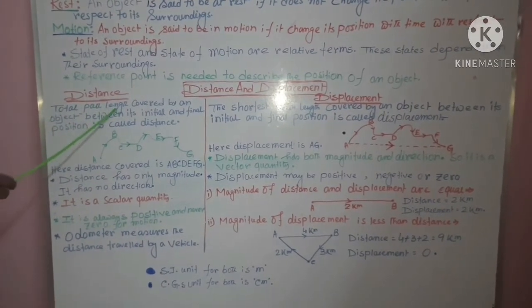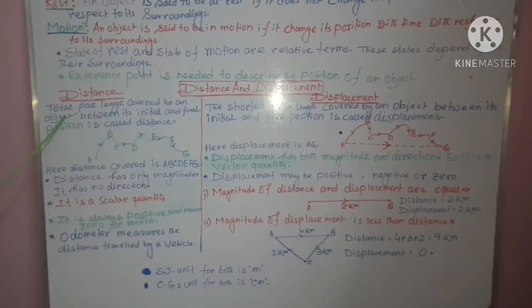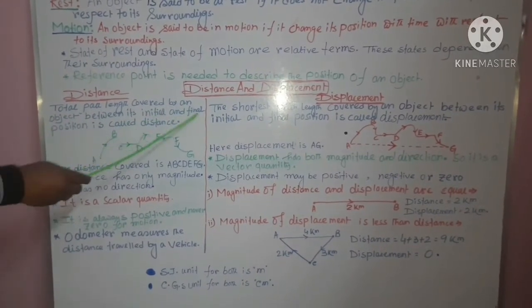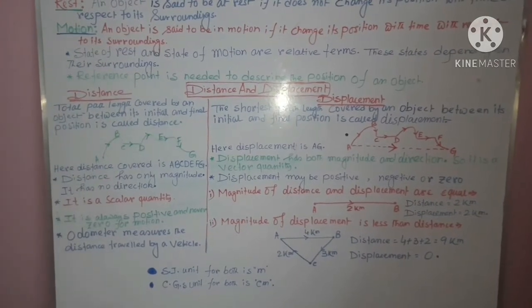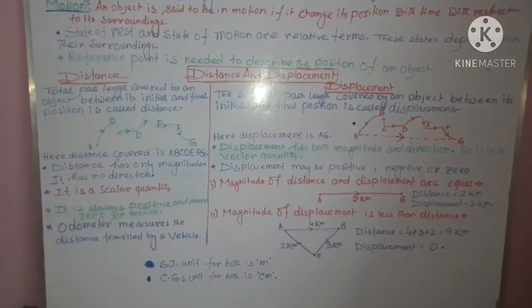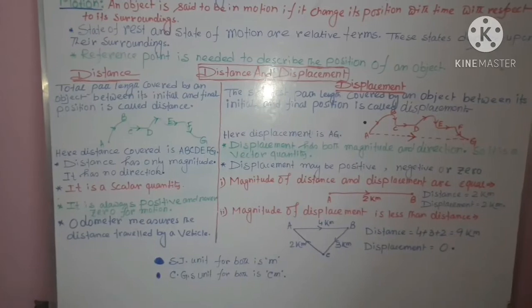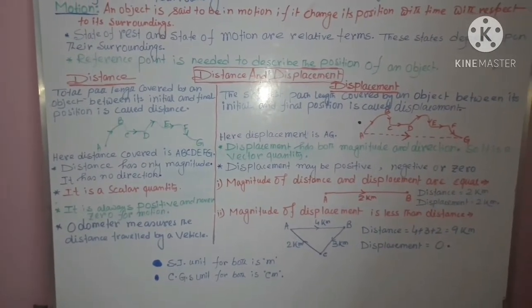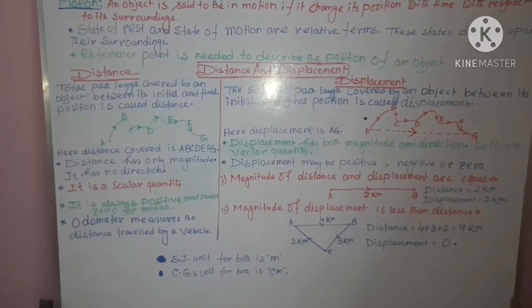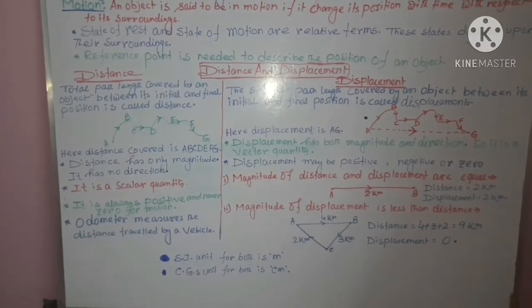Total path length covered by an object between its initial and final position is called distance. Means during the motion, the total path length covered by an object from initial to final position is known as the distance.